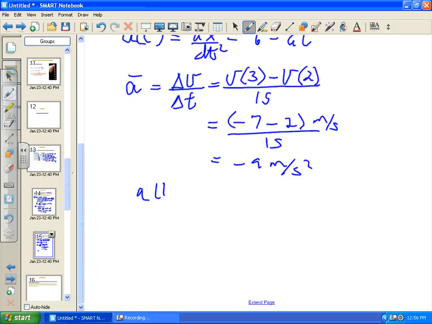Using the instantaneous value for time 3 seconds, we determine that the acceleration at t equals 3 seconds is minus 12 meters per second squared. And that's, of course, making use of the functional form which we obtained from the derivative.